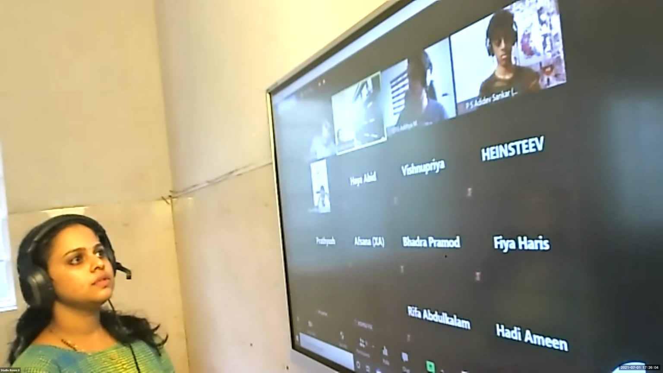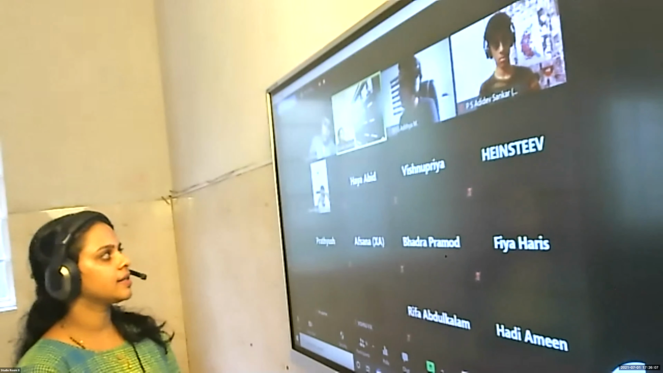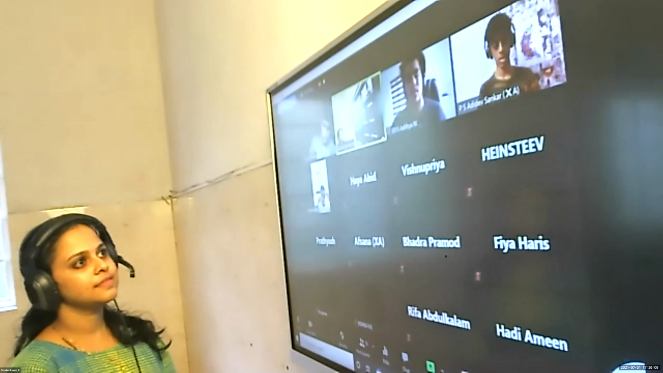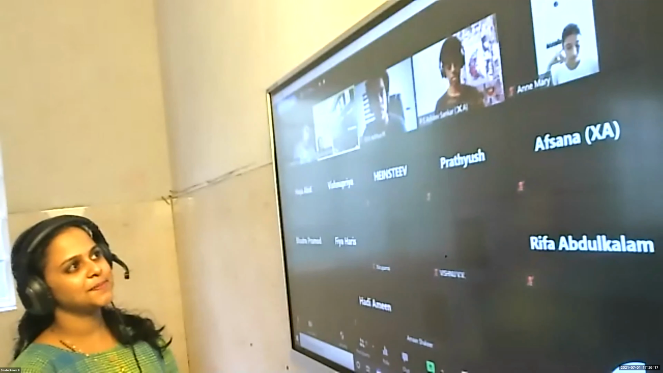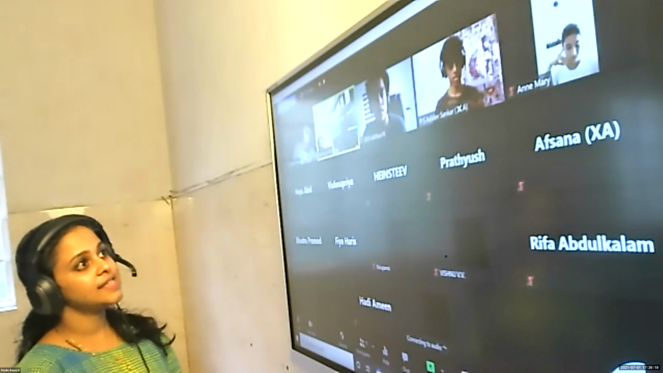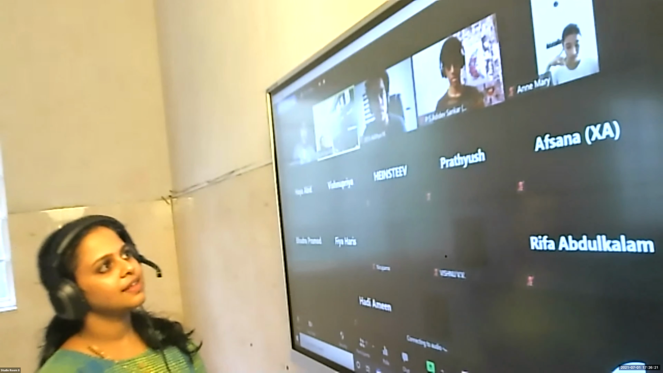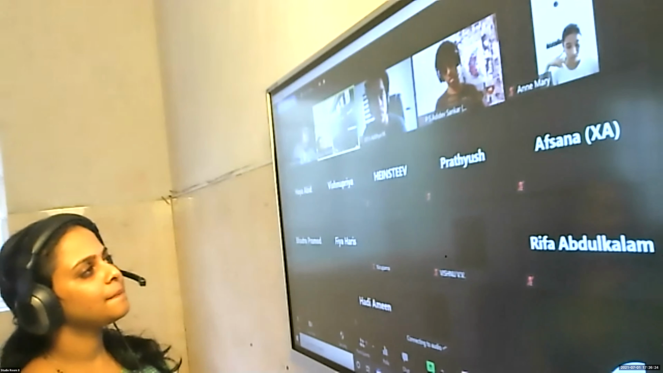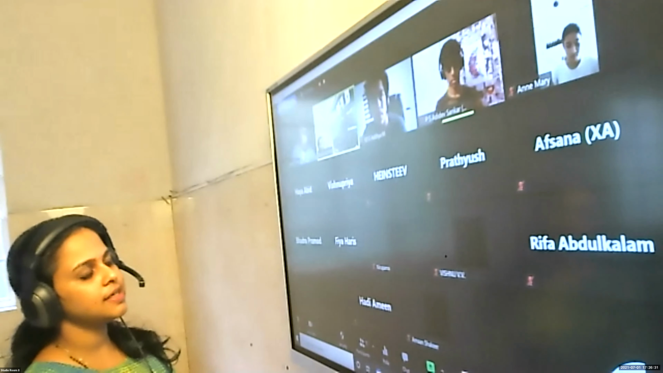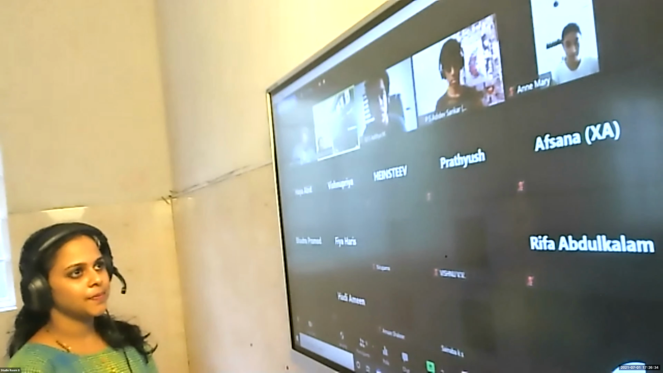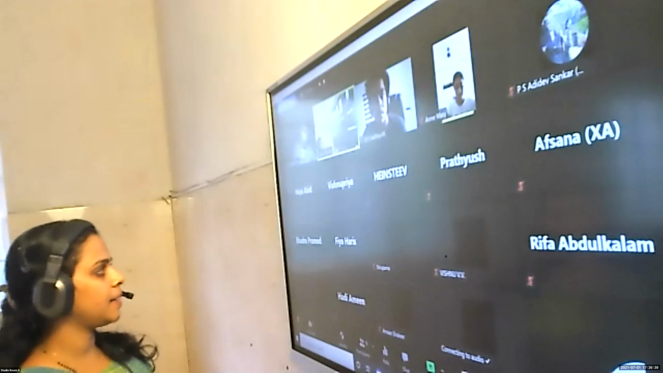Then Adidev, what is the SI unit of electricity? Ampere. Okay. And what is the dimensional unit of electricity? Anne Mary? Coulomb per second. Coulomb per second is the dimensional unit.